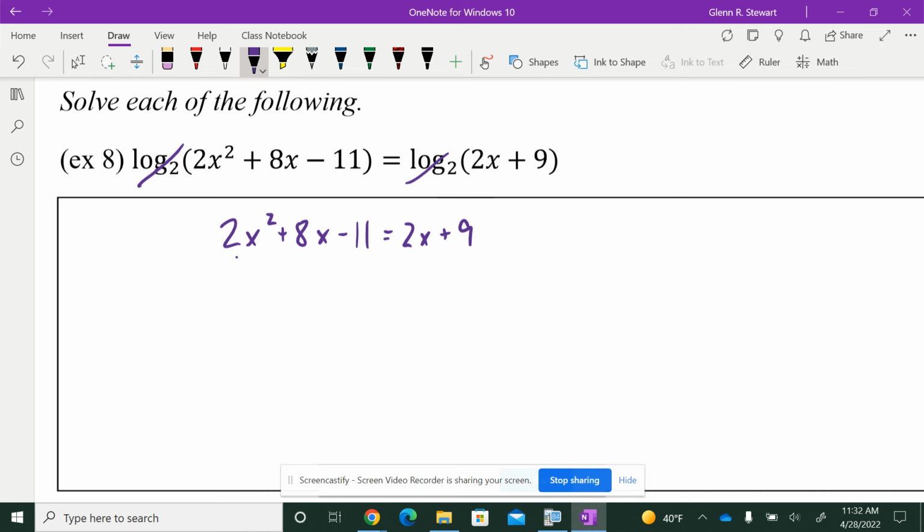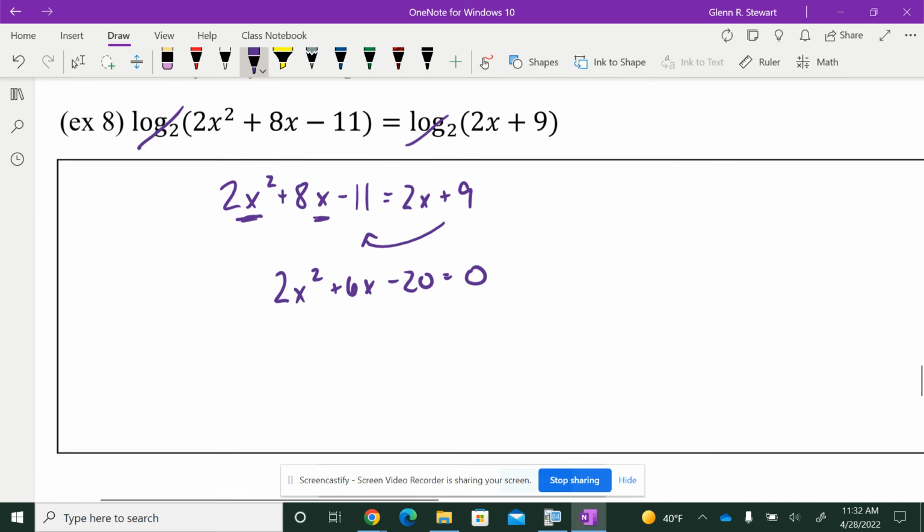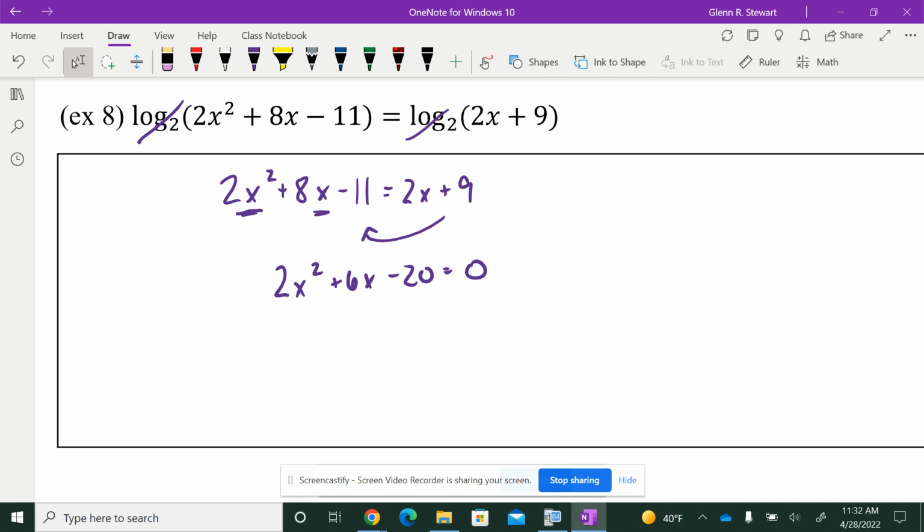Now, because we have an x squared and an x, we need to move everything over. So I'm going to have 2x squared plus 6x minus 20 is equal to 0. And then I can actually take out a 2. So I'll make this x squared plus 3x minus 10.